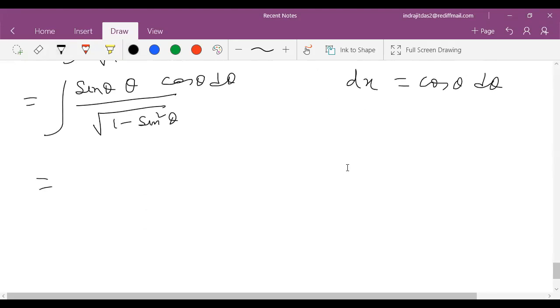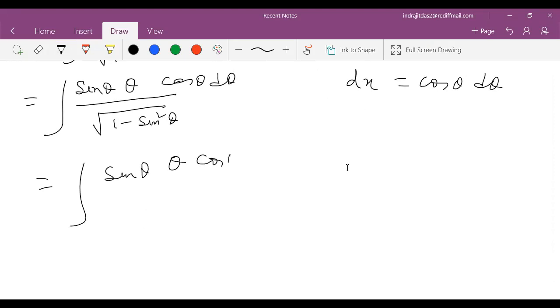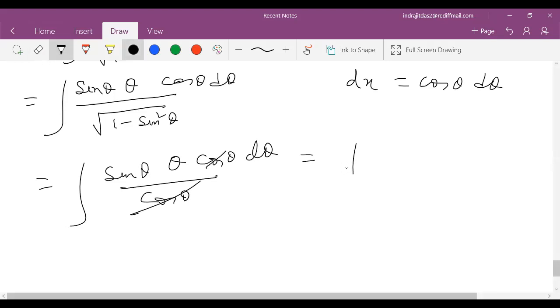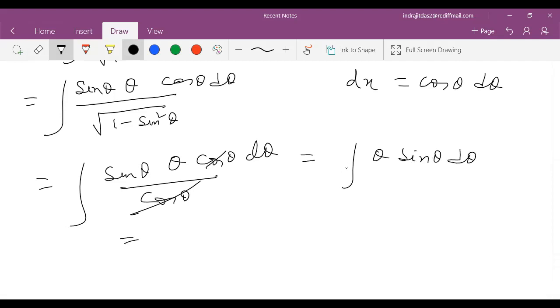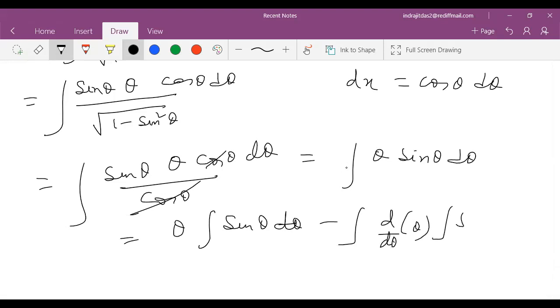This is becoming sin theta, theta cos theta d theta by cos theta. So cos theta cancelled out. Therefore you are getting only theta sin theta d theta. That is not very difficult, by parts. Theta outside, sin theta integration, which will be minus cos theta d theta minus derivative of theta is 1, sin theta integration, which will do, and again another d theta for the second part.